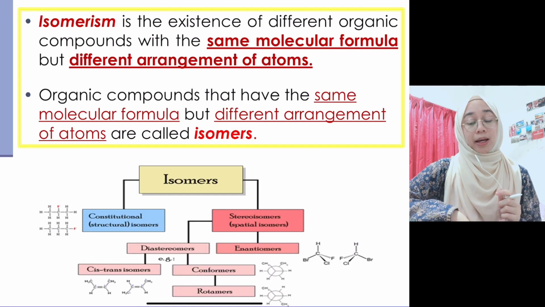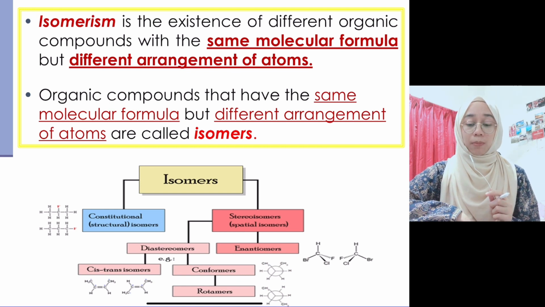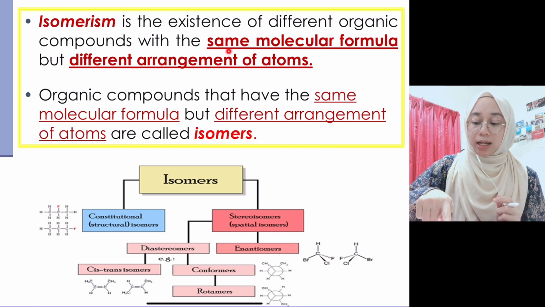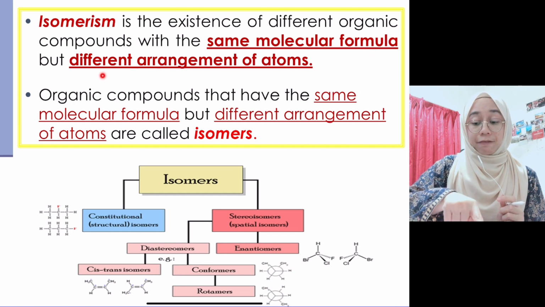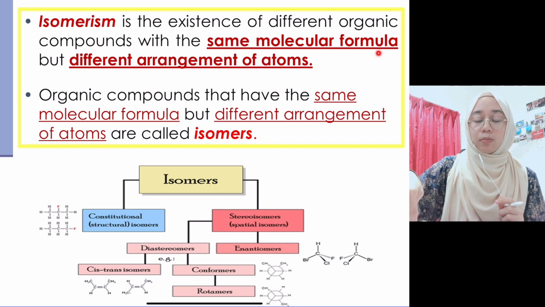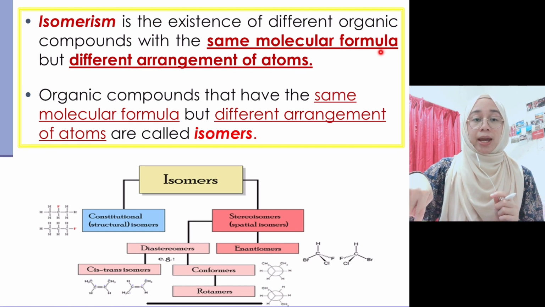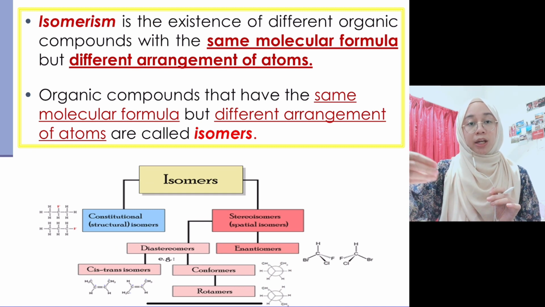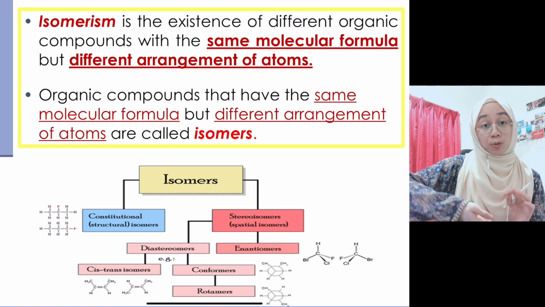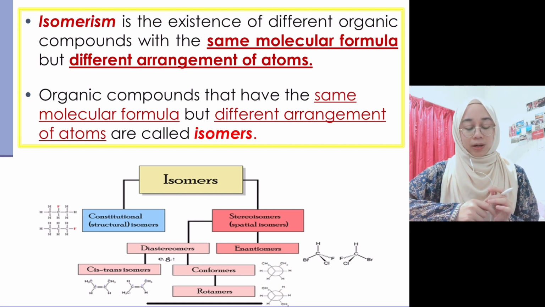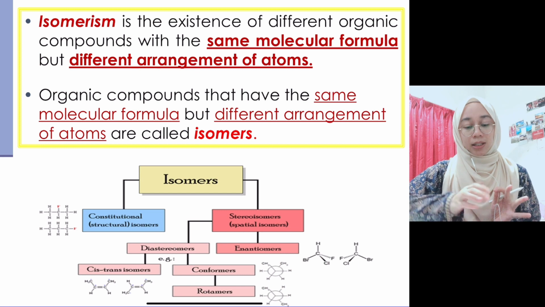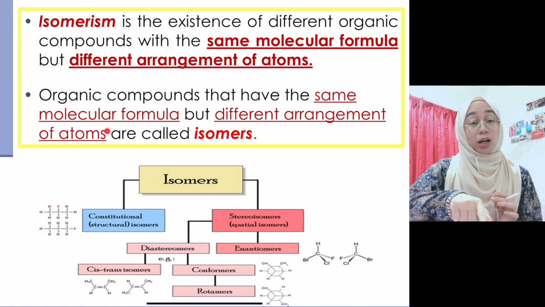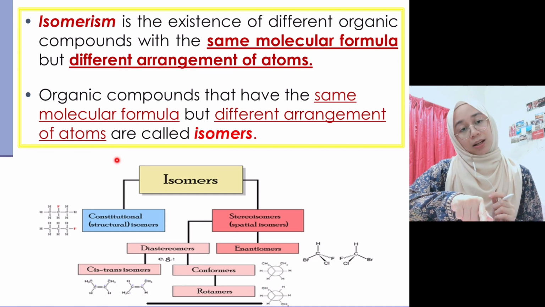Isomerism is the existence of different organic compounds with, focus here, the same molecular formula but different arrangement of atoms. Focus more on the fact that they must have the same molecular formula, but the way they arrange the atoms is different. When it is different, usually what changes is the name. The name will definitely change, which shows they are isomers. So basically, what is isomers? It is organic compounds that have the same molecular formula but different arrangement of atoms. So that is the definition of isomers.